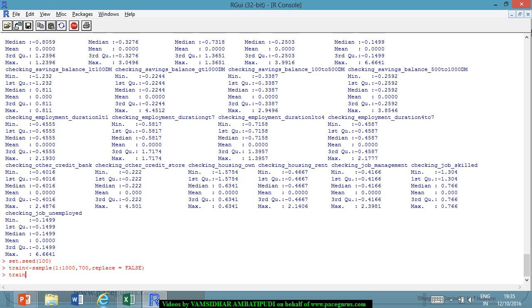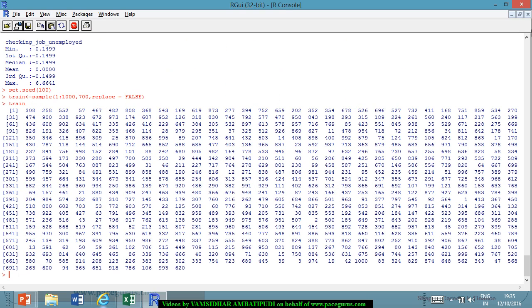So let me just check the train. You can see it has generated 700 observations from 1 to 1000. First it has selected observation number 308, then 258, then 552 and so on. Somewhere it has selected 1, so the first observation is also there. It has selected 2, it has selected 3. So these are the different observations that are going as part of the training data. These are the 700 numbers taken for train.